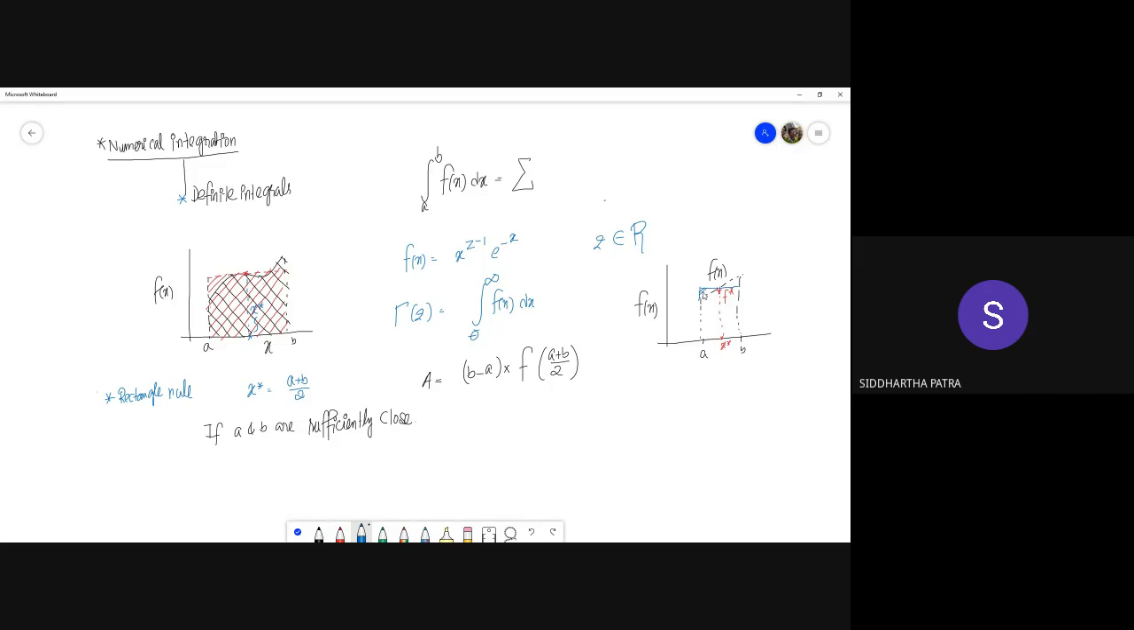Because if that portion of the function is quite linear, then these two triangles have identical area. This can be shown. It can be shown that if A and B are sufficiently close, then this area is a good approximation of the area under the curve.